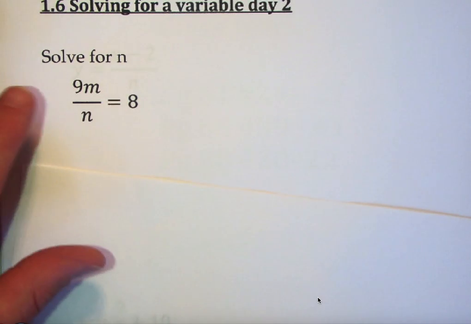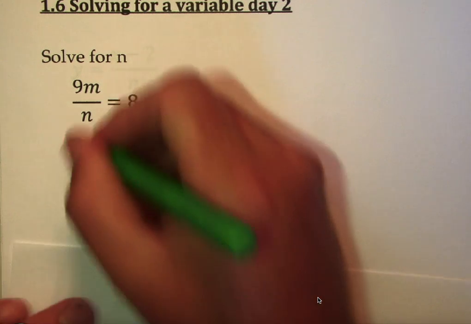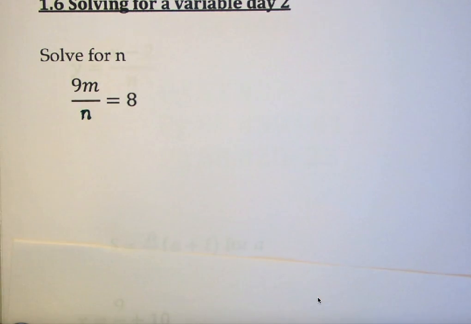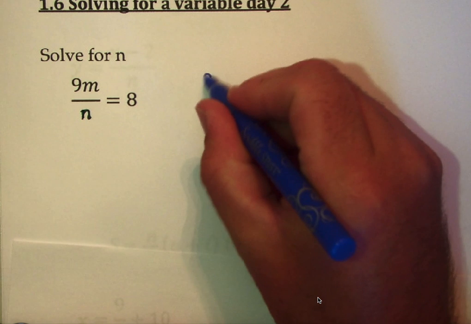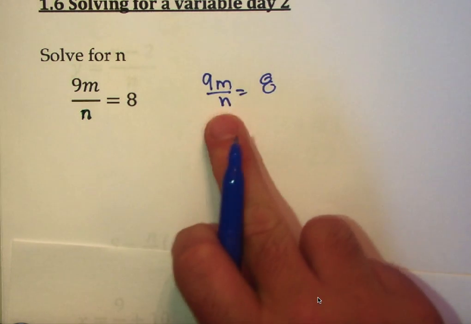Here we got 9m divided by n equals 8. Great. So we got to solve for n. And here's n right here. So what are we going to do to both sides to get n by itself? Okay, well, what do you think we should do? How are we going to get that n by itself?